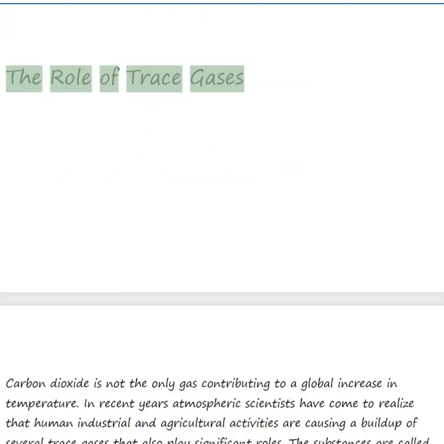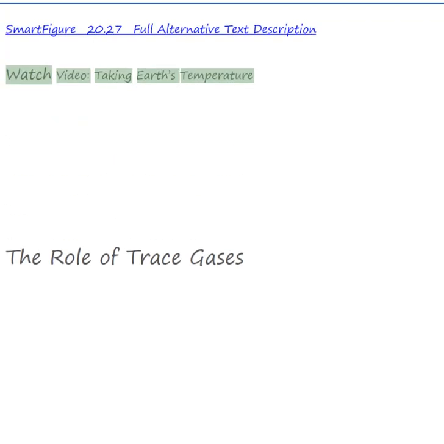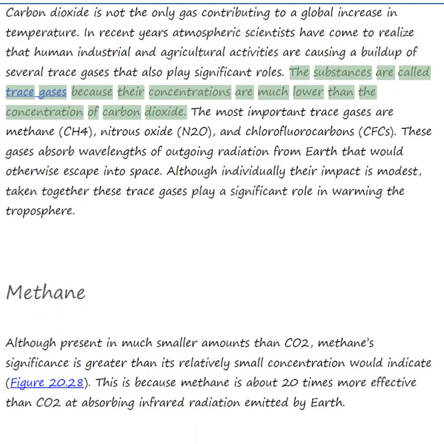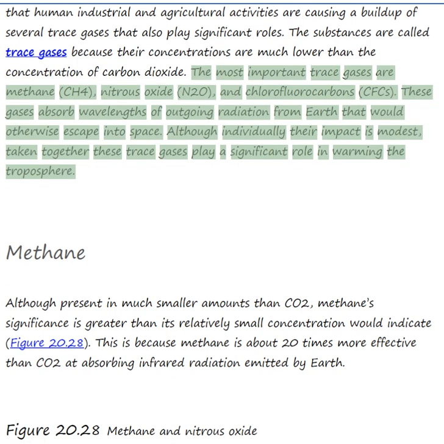The role of trace gases. Carbon dioxide is not the only gas contributing to a global increase in temperature. In recent years, atmospheric scientists have come to realize that human industrial and agricultural activities are causing a buildup of several trace gases that also play significant roles. The substances are called trace gases because their concentrations are much lower than the concentration of carbon dioxide. The most important trace gases are methane, nitrous oxide, and chlorofluorocarbons. These gases absorb wavelengths of outgoing radiation from Earth that would otherwise escape into space. Although individually their impact is modest, taken together these trace gases play a significant role in warming the troposphere.